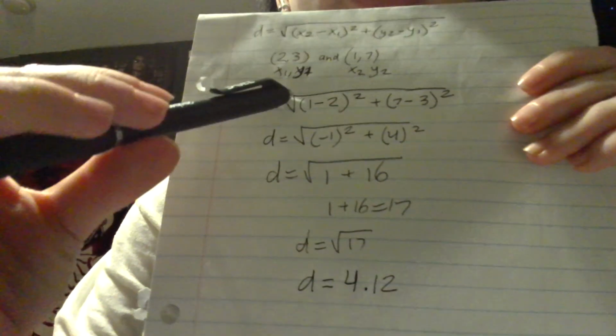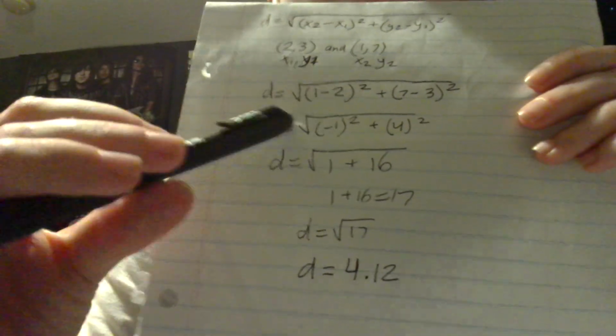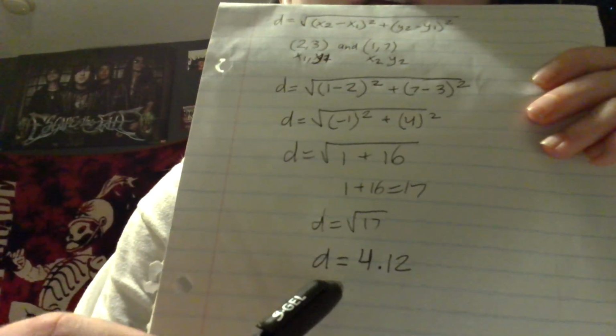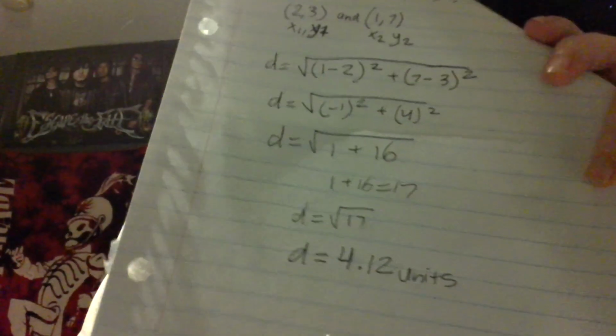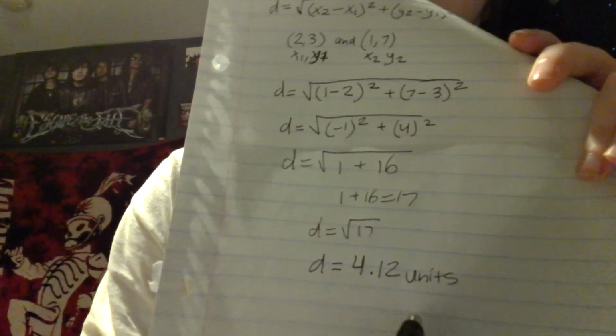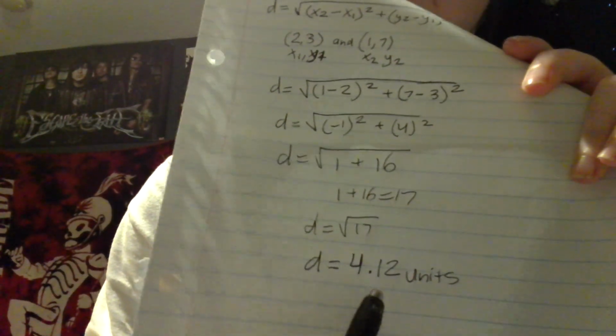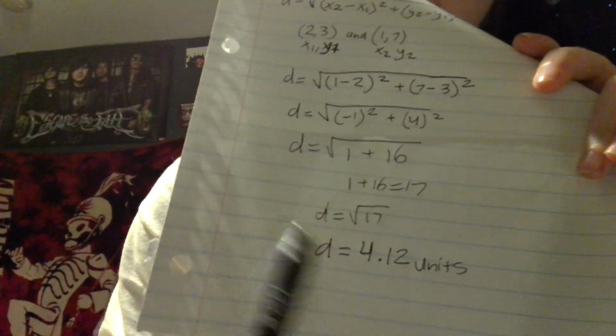As you can see, there were multiple steps. We plugged it in, we simplified it until we couldn't get more simpler. And don't forget to write units at the end of this, because we are talking about distance. So it would be 4.12 units is what the distance equals.